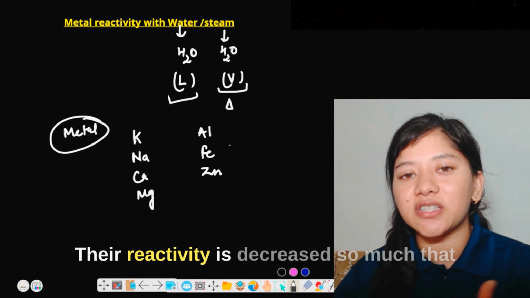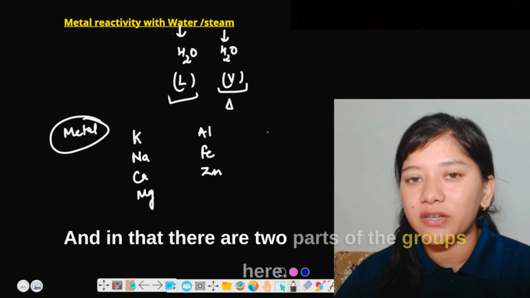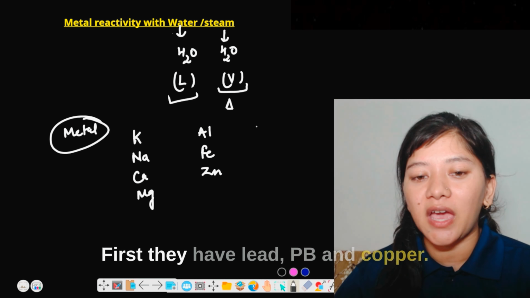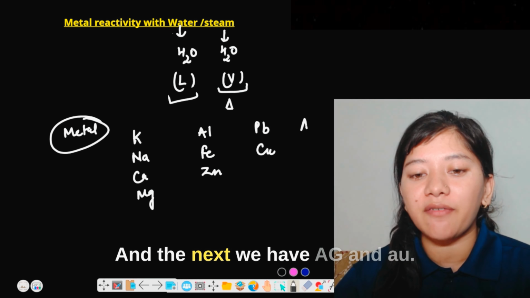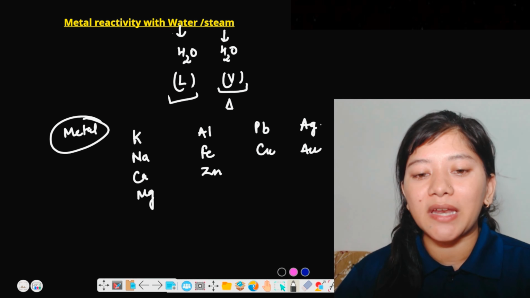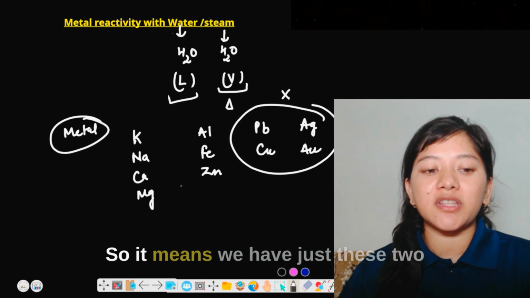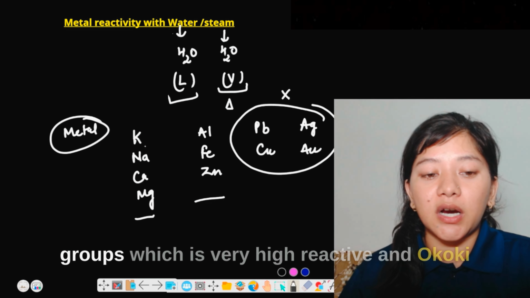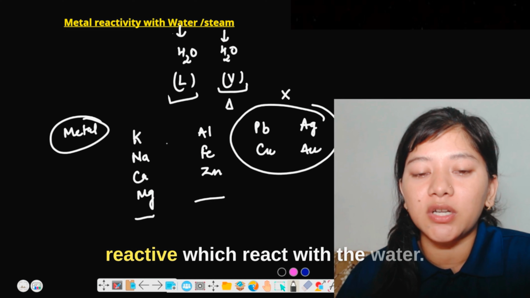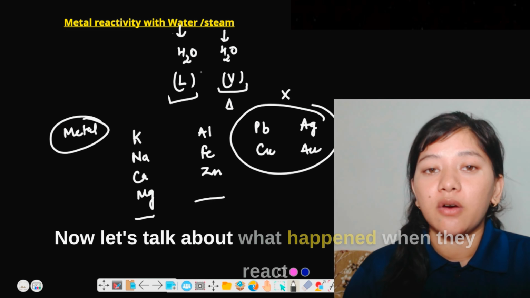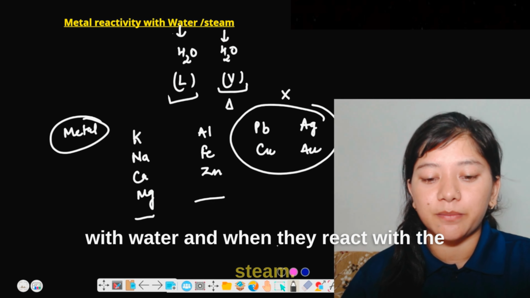After that, we have some other group also, and that is the interesting thing. Their reactivity is decreased so much that they actually don't react with water. In that, there are two parts of the group. First they have lead, Pb, and copper, and next we have Ag and Au. These two groups of metals do not react with water. So we have just these two groups, very highly reactive and moderately reactive, which react with water. Now let's talk about what happens when they react with water and when they react with steam.